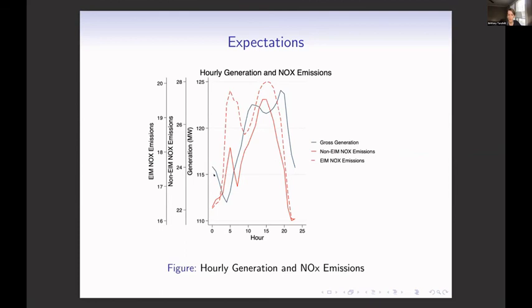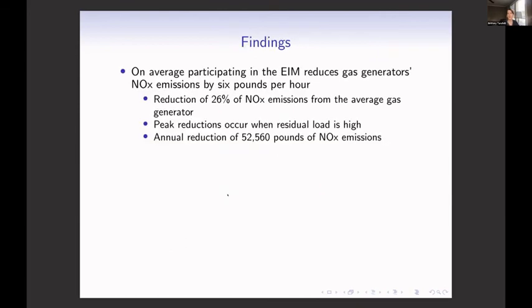So if the EIM runs these generators more efficiently, you can actually see NOx emissions come down if they're not having to cycle as much. So it's kind of a counterintuitive thing that can happen that I wanted to explain, because it also can show in the results. To preview my findings, on average, I find that participating in the EIM reduces gas generators' NOx emissions by 6 pounds per hour. And that's a reduction of 26% of NOx emissions from the average gas generator.